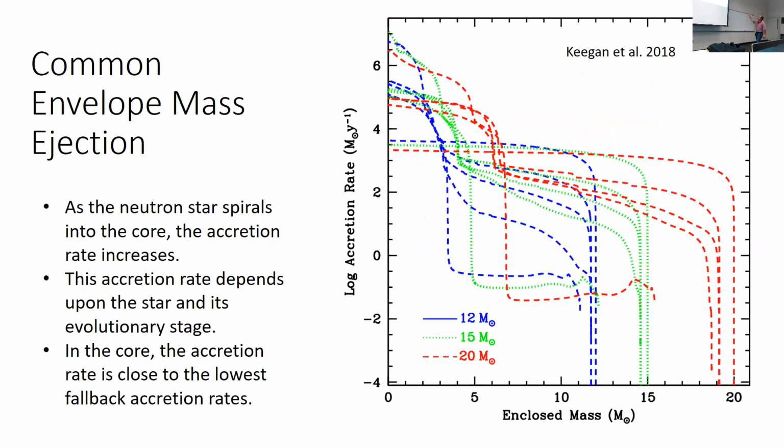And so you pick any one of these curves. This is enclosed mass, so the neutron star enters in the outside part of the enclosed mass and then spirals into the center of the star. We took a 20 solar mass star, a 15 solar mass star, and a 12 solar mass star at different times in their evolution, and asked what's the accretion rate with time, or with enclosed mass, as it spirals in. And the accretion rate quickly goes up to a few thousand solar masses per year. And then when it hits the very center of the helium core, it starts to accrete at more like a million solar masses per year.